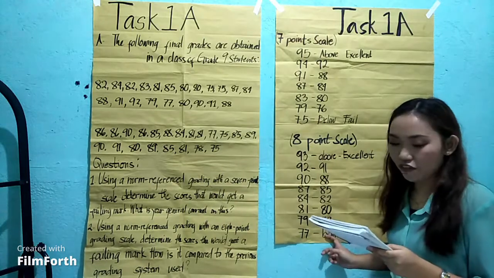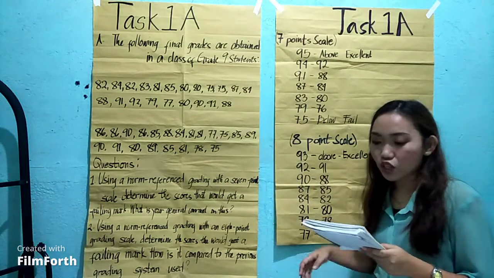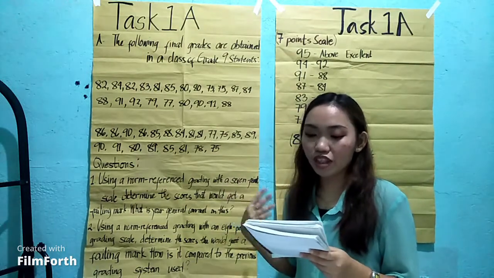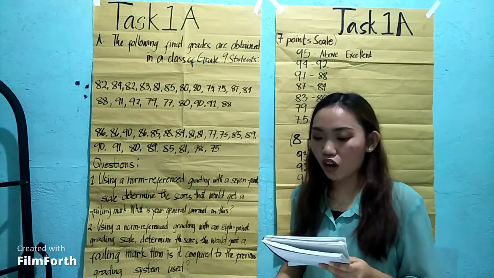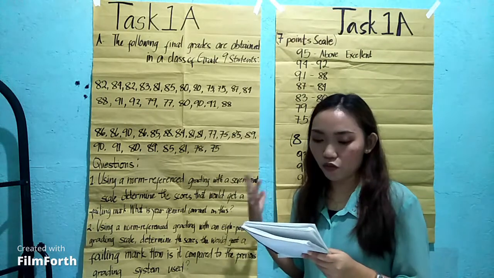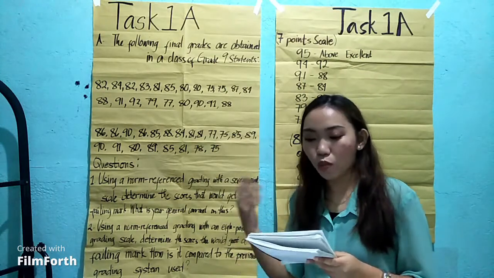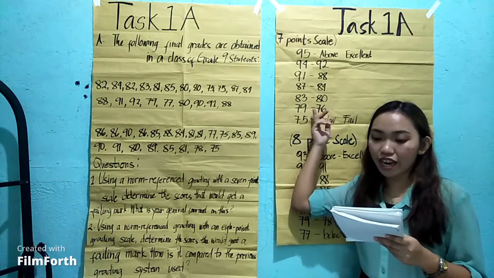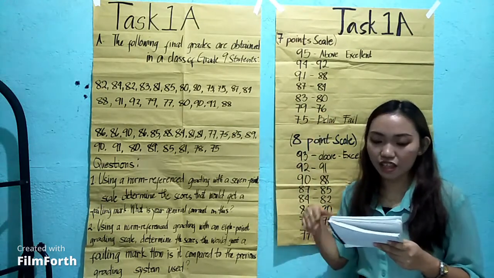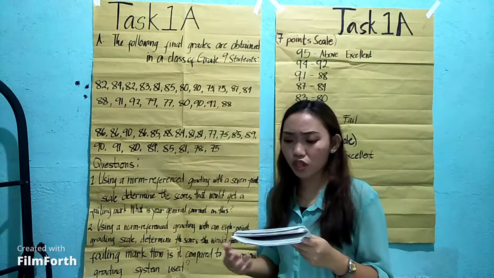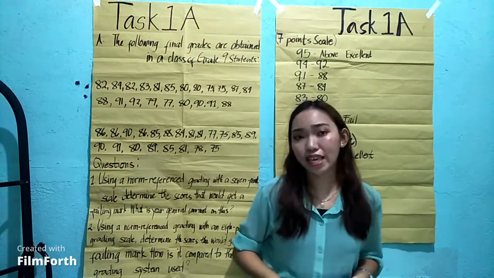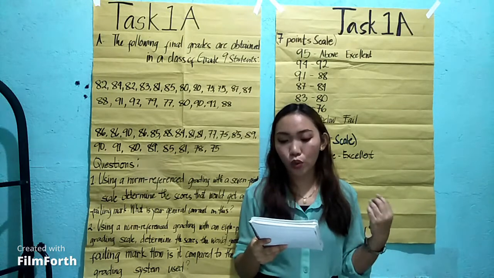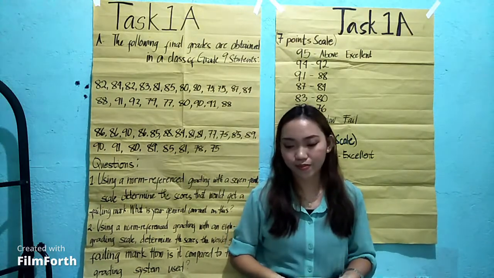Here, below 77. So, as you can see, the students who got 75 would get a failing mark. There are 4 students who got 75. So, compared to the 7-point scale, it's lower than the 8-point scale. Then more students will get a passing grade in the 7-point scale compared to the 8-point scale.